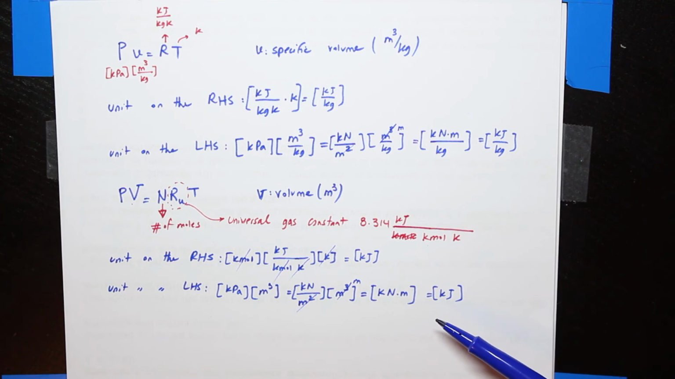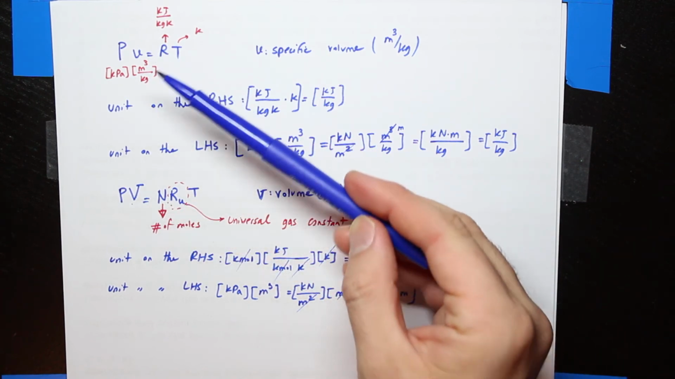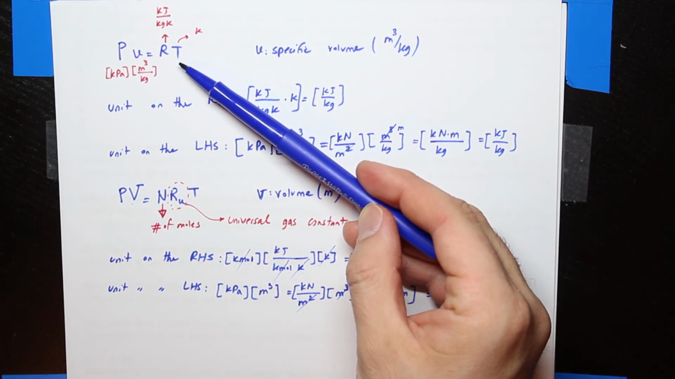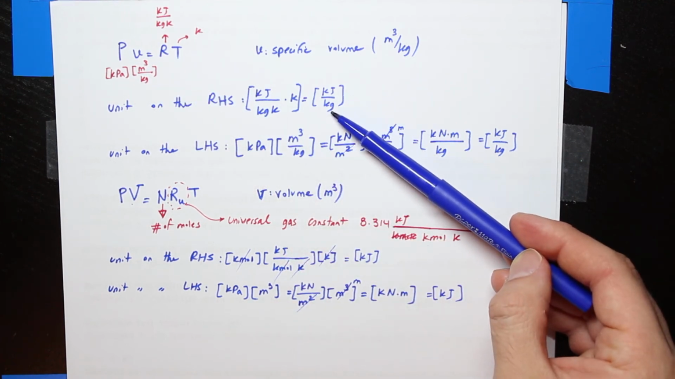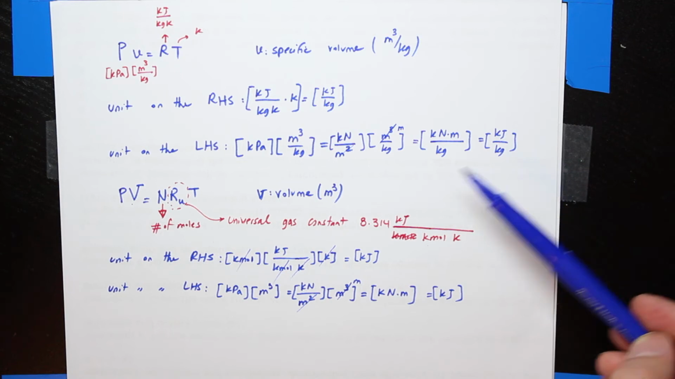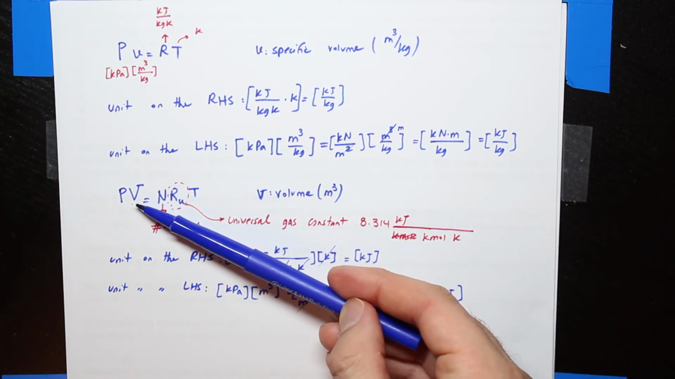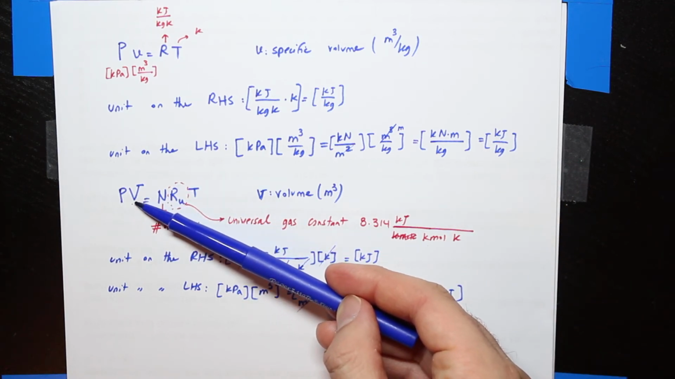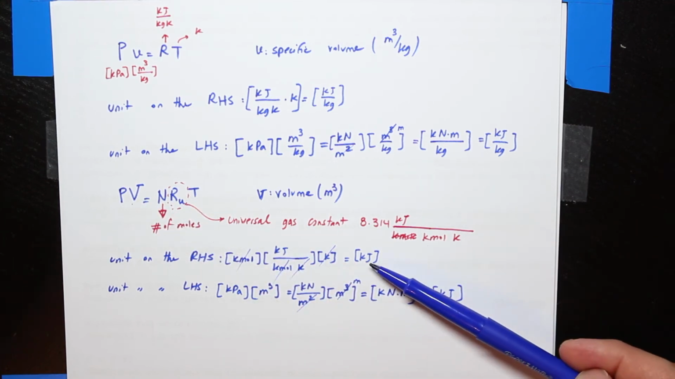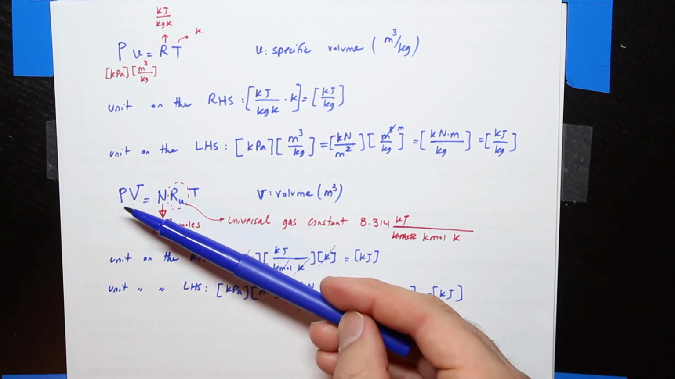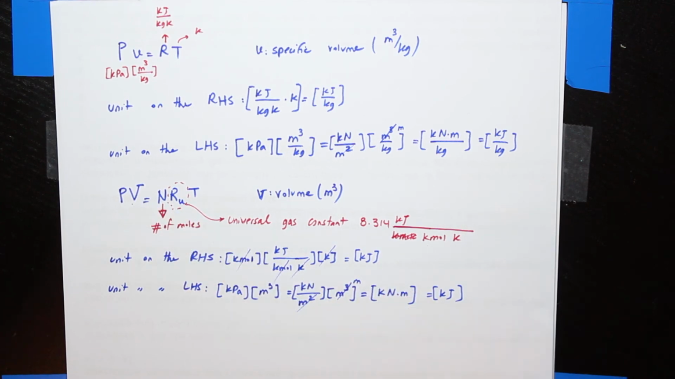So that is the difference between this equation and this equation. This equation is per kilogram on both sides. I ended up with kilojoule per kilogram. But here, because this V is just the volume, not the specific volume, then my unit is just kilojoule. This is not kilojoule per kilogram. So because of that, this is a specific volume.